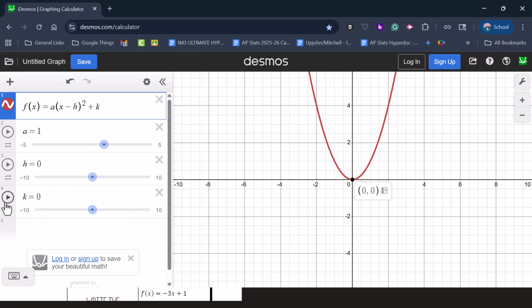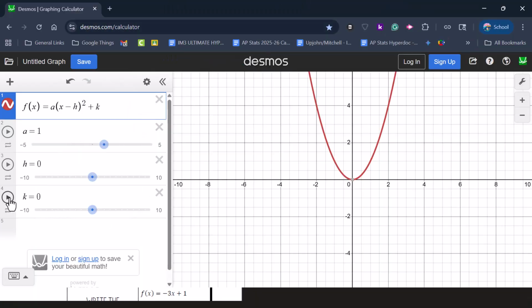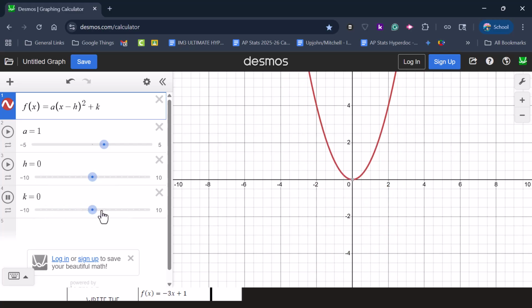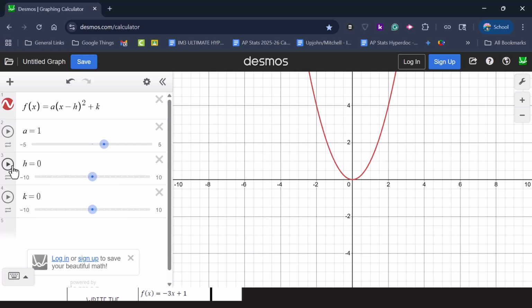Now, if we mess with the k, which, if you recall, is this number at the end of it, well, as k gets smaller, it goes down. If k is positive, it goes up. So it's really what it looks like. However, when we look at, let me reset this, the h, which is the thing inside the parentheses, that tells us which way it's going, but it's the opposite of what it looks like in the equation.